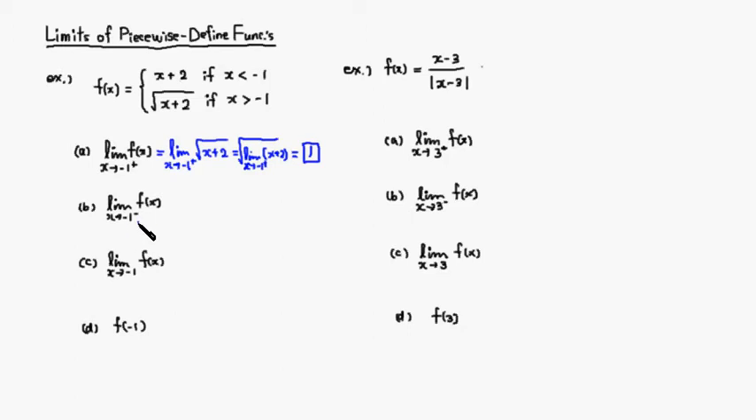And the left-hand limit: since we're approaching from the left, we have to use the top formula. So this is going to be the limit of x plus 2 as x approaches -1 from the left. So this is going to be equal to, again, plug in -1, -1 plus 2 is 1.